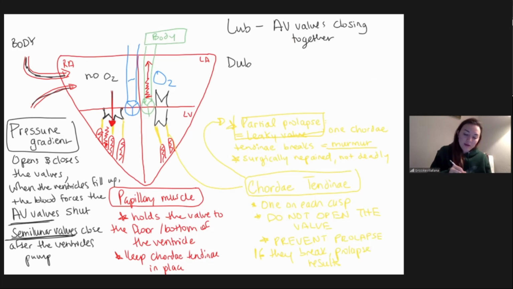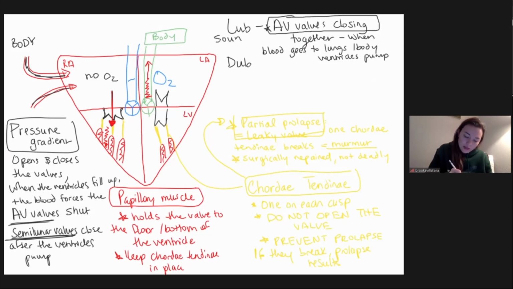So this would happen, the AV valves closing together. This happens when the blood goes to the lungs and to the body. So the AV valves close when the ventricles pump. So AV valves closing is your lub sound. Your dub sound is obviously your semilunar valves closing.